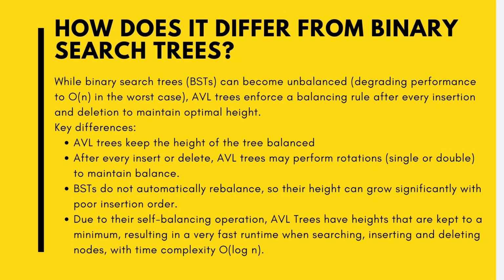Let's summarize the key differences. AVL trees maintain balance, keeping their height as low as possible. They perform rotations after insertions or deletions to preserve this balance. On the other hand, regular BSTs don't rebalance themselves, so they can become skewed or inefficient over time. Thanks to their balancing property, AVL trees consistently deliver fast performance across operations, with time complexity of O(log n).